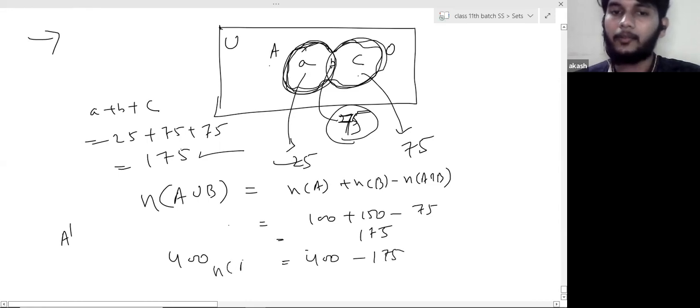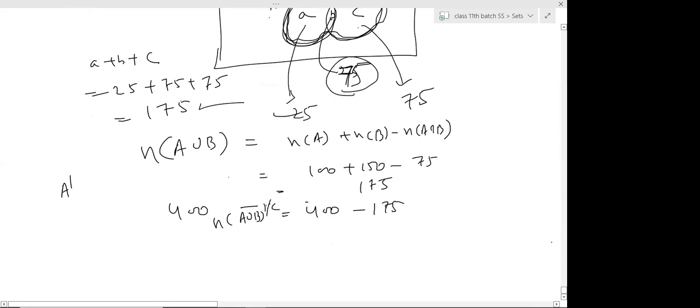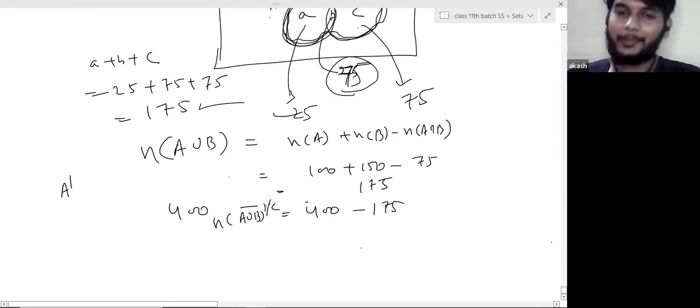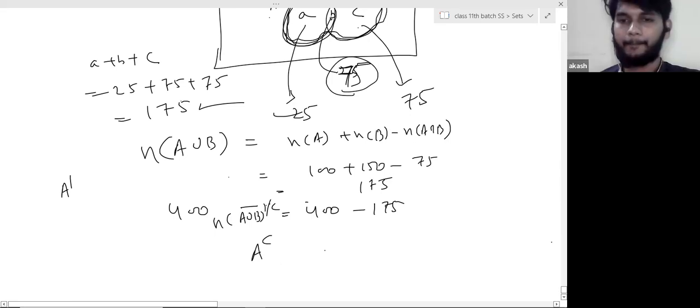So 400 minus 175. This is N of A union B complement, or we can say bar. This is the same thing, or we can say C. These are a few things we can denote the same thing. So C is for radian, right? But in here we can say complement also. Okay, sir. This is clear. Yes, sir.